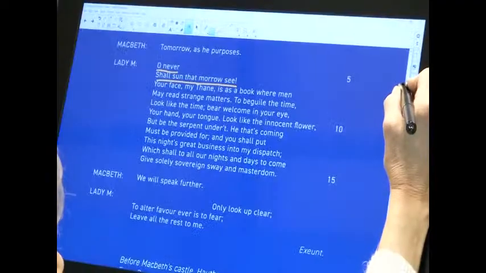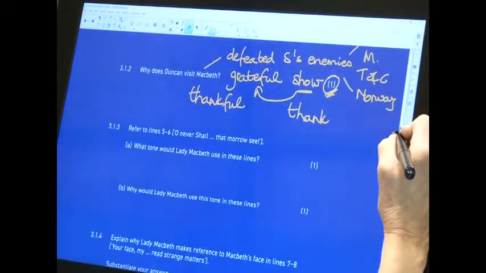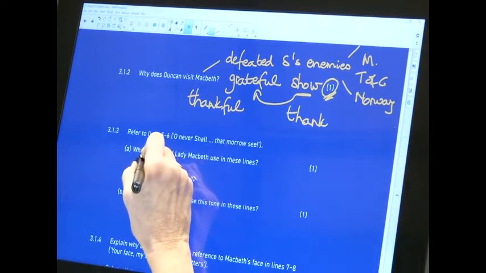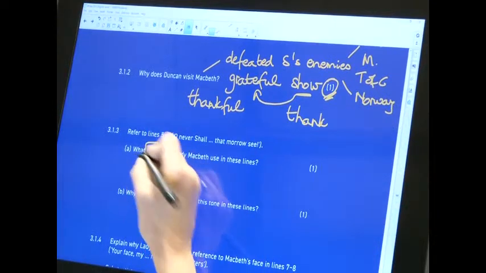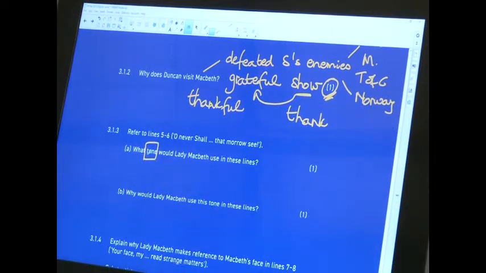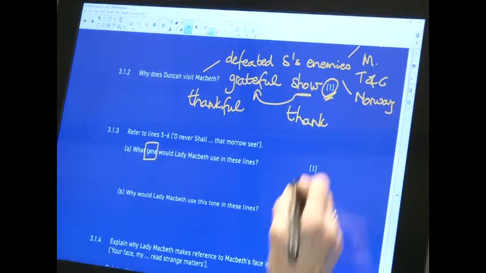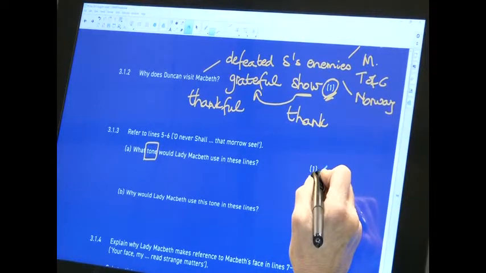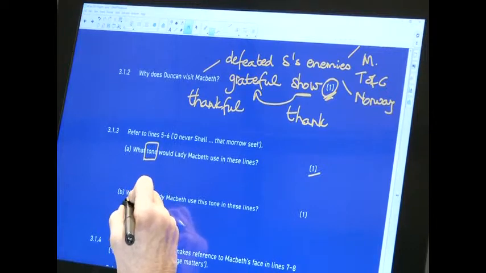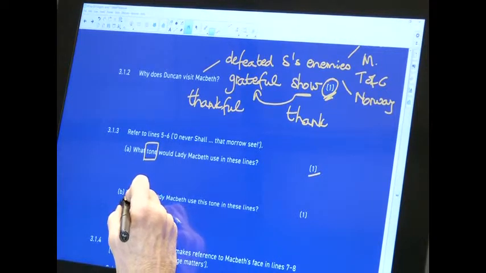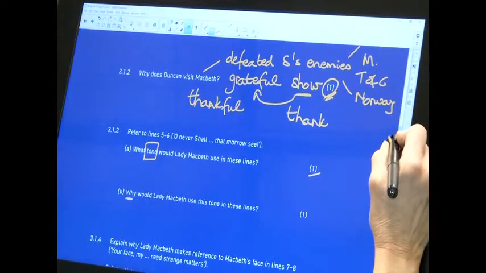Right, now having got the lines, what do we have to do with them? Okay, so this is hard, and I know it is hard. But you've got to battle with it, and you've got to practice. So it's 1 mark for stating the tone, and 1 mark for saying why that tone. So there's your key word here. Let's go back to the lines and have a look.